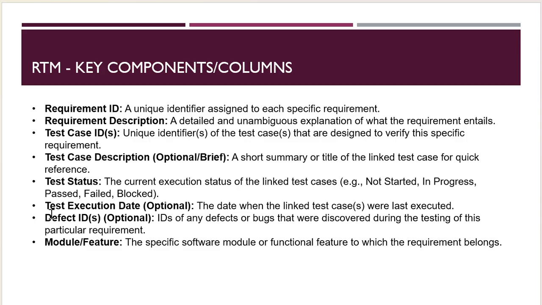The test case execution date: on which date we tested that functionality or feature in the system. So the date when the linked test case was last executed. Okay, and the defect ID, optional. The ID of any defect or bug that was discovered during the testing of the particular requirement. We should identify that ID. And the module name, to specify the software module or function or feature to which the requirement belongs. If suppose there is API-related testing, or we have some modules that fail and belong to those test cases, that should be there in the test case document.